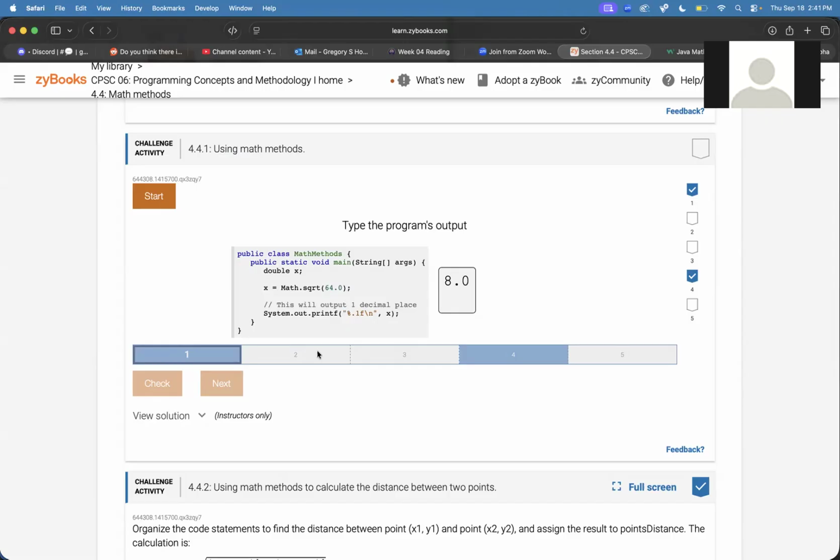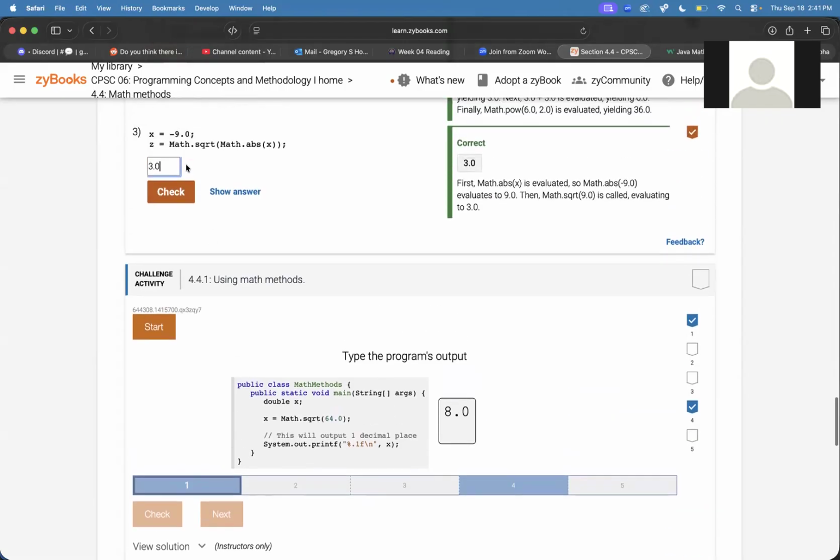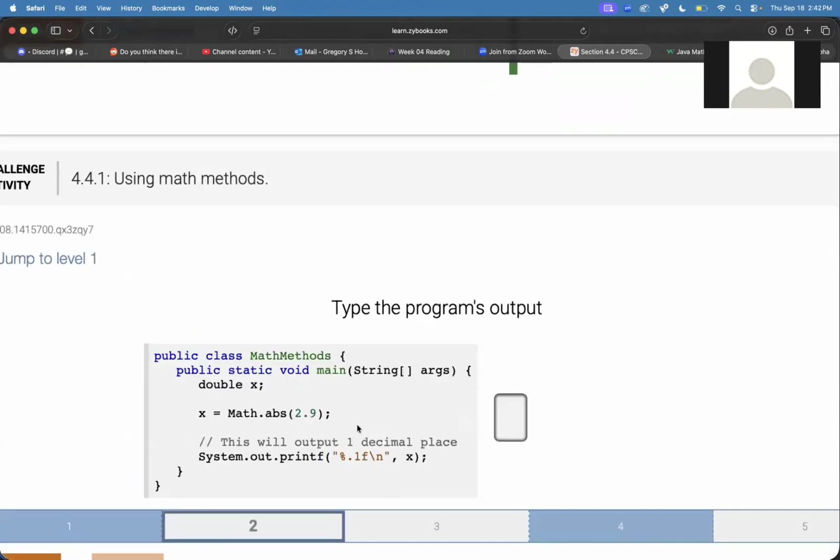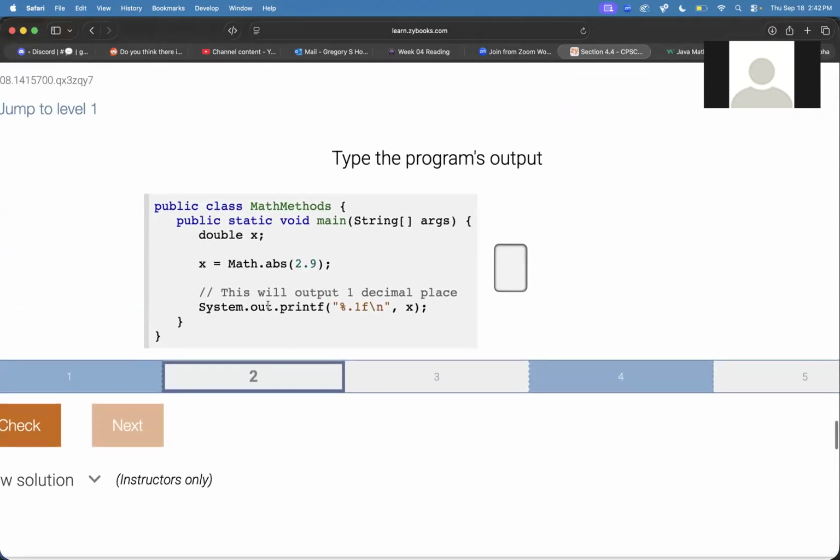So next exercise, I guess, 4.4.1. I didn't do number 2, so let's do number 2. Well, I guess I can go to any of them. Oh, they're not going to be difficult, looks like. So what does number 2 do? x equals Math.abs(2.9). So what's the absolute value of 2.9? 2.9.